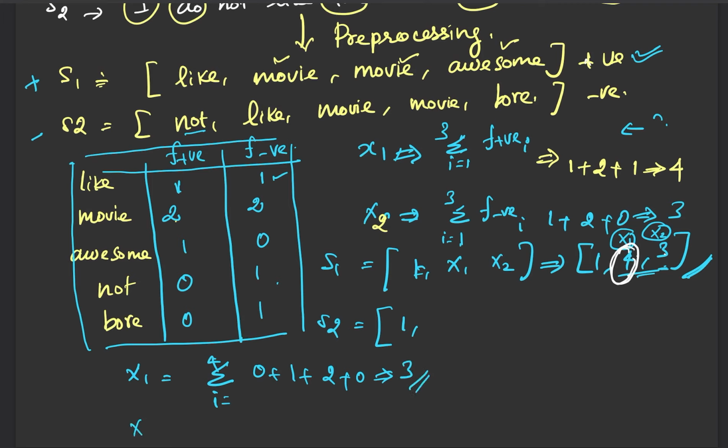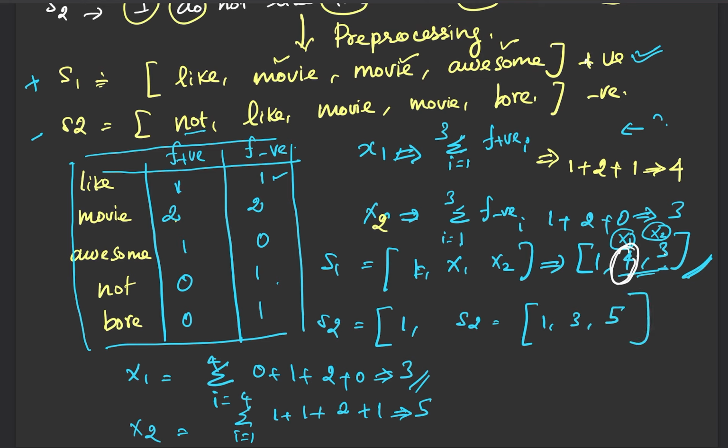I will compute x2 similarly, for i equal to 1 to 4. I look at the word "not" in negative sentences: it appeared 1 time, "like" appeared 1 time, "movie" appeared 2 times, and then "bore" appeared 1 time. So what is my value? This is 5. So my second observation S2 is 1, 3, 5.